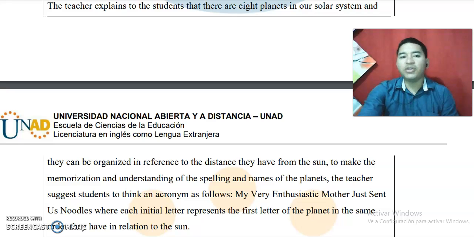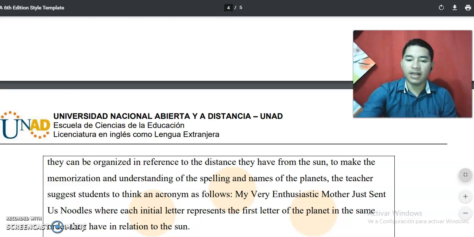The teacher is going to explain to the students that they can use this acronym or that they can also invent their own acronyms. The thing in the end is that they can have a better way to remember these names and the order of the planets in the long run.